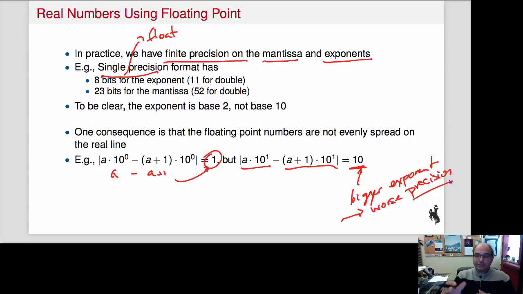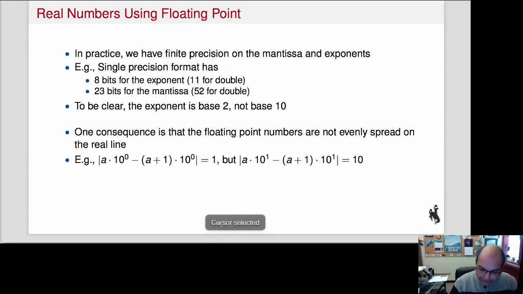Okay, so that's something to keep in mind, right? And that's one of the reasons why, for example, when you're doing numerical algorithms, you try to scale things so that you're in the region where the precision is highest. Okay.